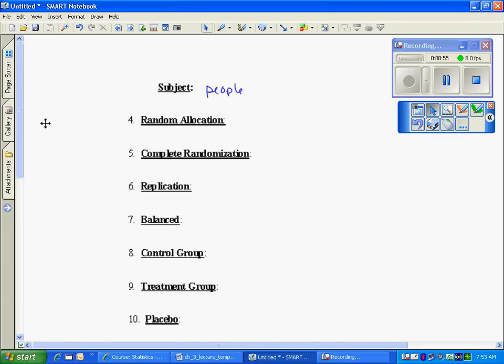Random allocation. Random means we're going to use chance, and this is big. Use chance to assign units to treatments. I can't just say, you go to this group, you go to this group. I have to assign you a number and use our probability sampling techniques to put you into those different treatment groups. Complete randomization means that all units are randomly assigned. Complete means all my units are randomly assigned.